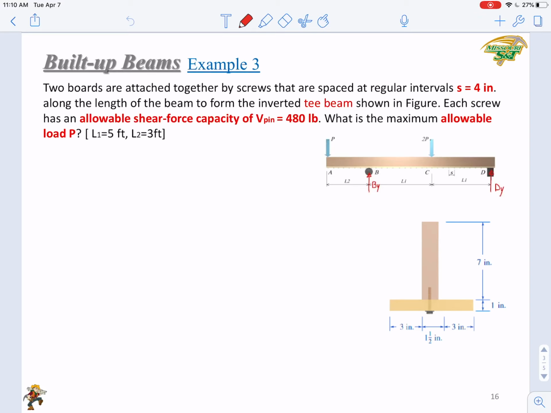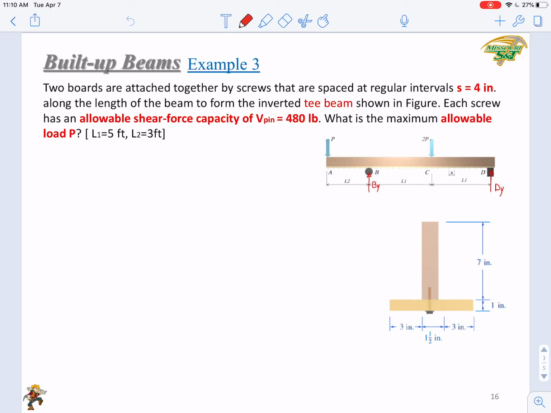Example 3 seems to be an inverse design problem. You have a T-shaped beam as shown here. It's supported as shown in this figure. It's an overhanging beam. The spacing S is 4 inch. Then we know that each screw has the allowable shear force capacity of 480 pounds. So what is the maximum allowable load P?